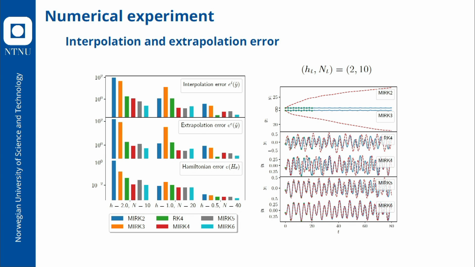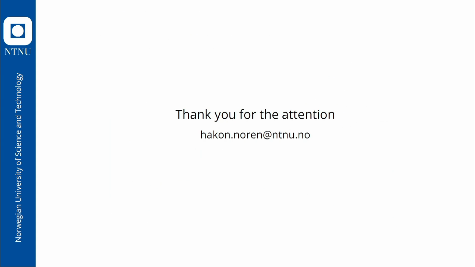So this seems to indicate, without a very strict and formal analysis, that the order of the methods is important. We know that the MIRK2 method is symplectic, but in these cases, at least with large step sizes, the order seems to be more important than whether the method is symplectic, at least for these experiments. So with that, I would like to thank you for the attention.